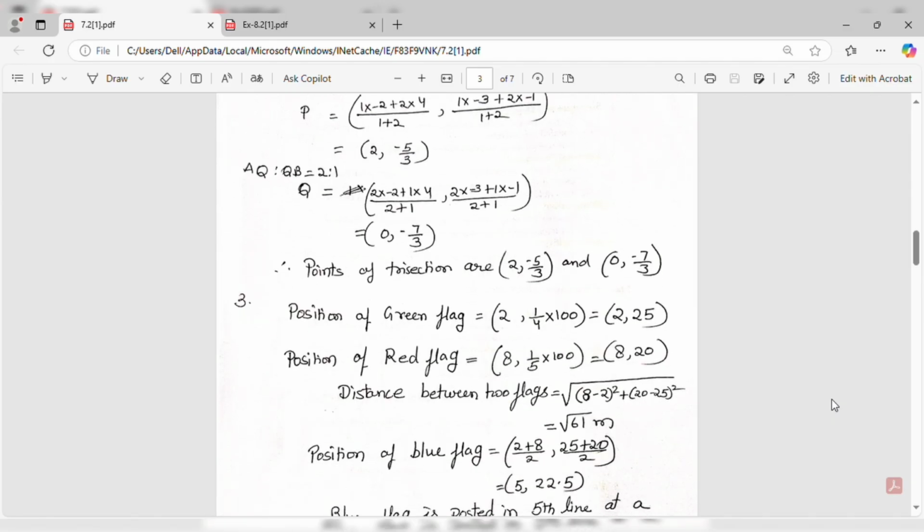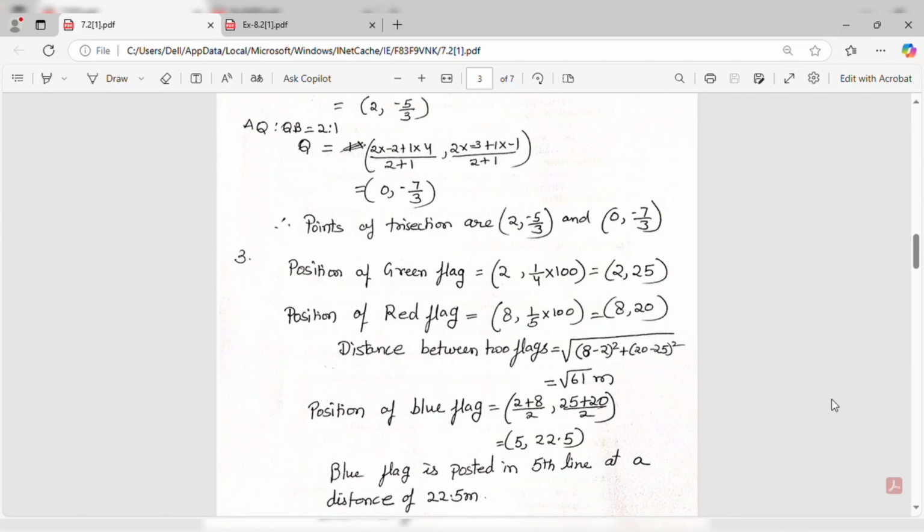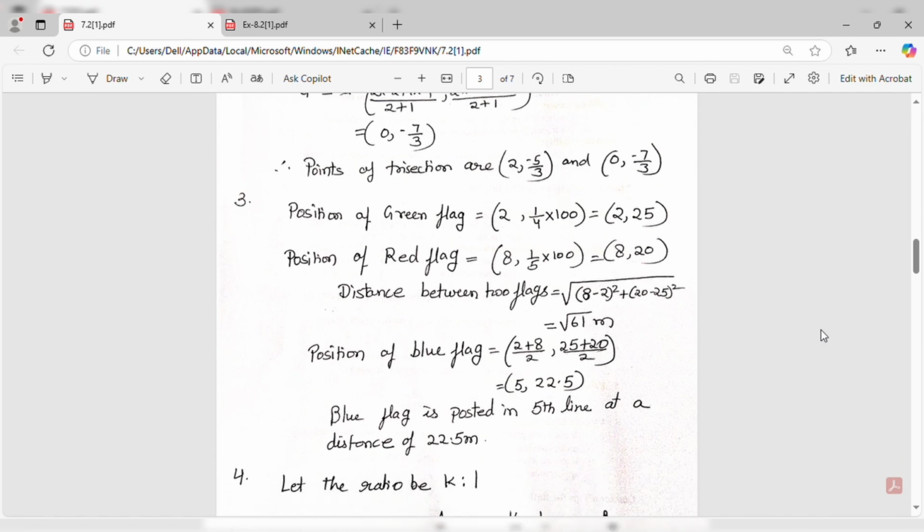Similarly, to find Q, we will take the ratio as 2:1. So the coordinates of Q would be (0, -7/3) by using the section formula. So the points of trisection of this given line would be (2, -5/3) and (0, -7/3).